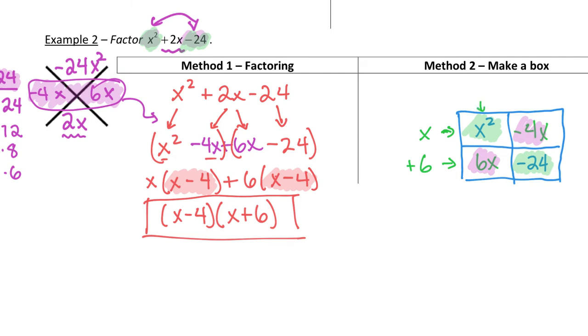Looking down, there's no numbers, but there is that x. And looking down here, I've got that negative 4. So because this started with a negative, we're going to make sure that we've got that minus in our value. So now we just write this down, x minus 4 times x plus 6.